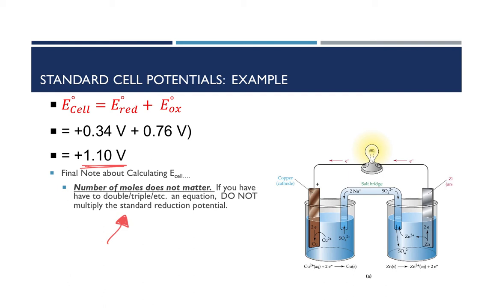You do not have to double or triple an equation. Do not multiply the standard reduction potential. It is constant for a particular metal or reaction at a particular state. So you just have to figure out what's oxidation, what's reduction, flip the sign of the reduction potential for the oxidation, add them together, and don't multiply anything.